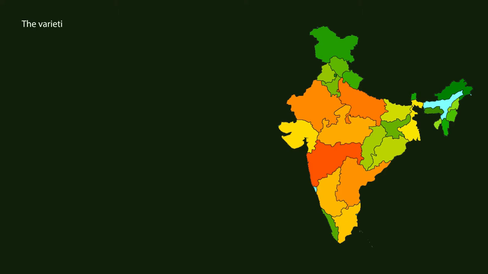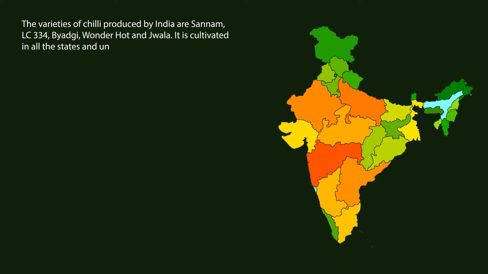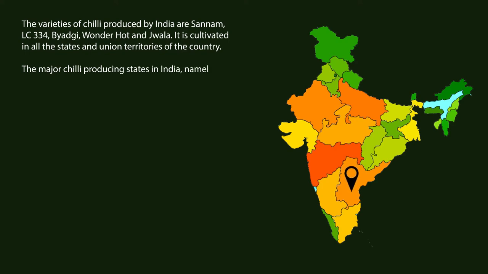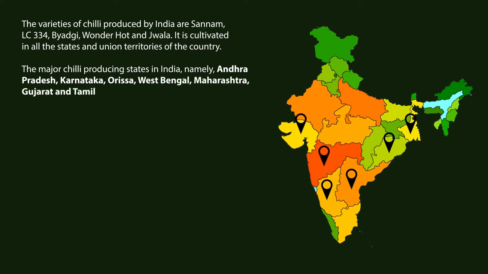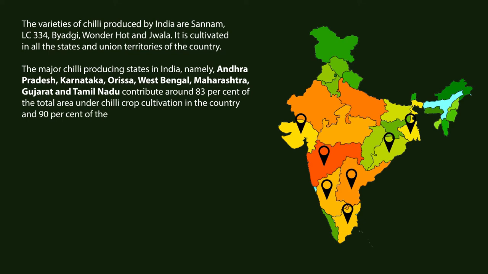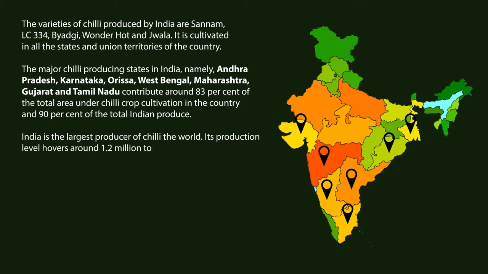Varieties of chili produced by India are Sanam, LC334, Bayadagi, Wonder Hot, and Jwala. It is cultivated in all the states and union territories of the country. The major chili producing states in India, namely Andhra Pradesh, Karnataka, Odisha, West Bengal, Maharashtra, Gujarat and Tamil Nadu, contribute around 83% of the total area under chili crop cultivation in the country and 90% of the total Indian produce. India is the largest producer of chili in the world. Its production level hovers around 1.2 million tons annually. India also has the maximum area dedicated to the production of this crop.